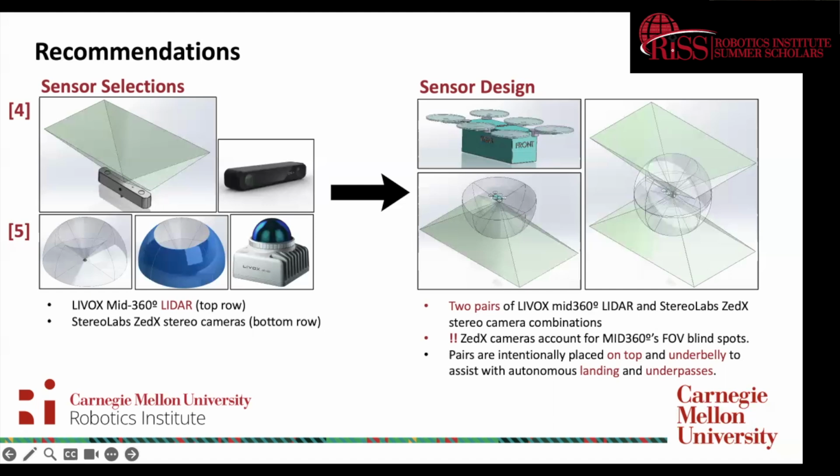Let's explain. We have decided to use 2 pairs of Livox Mid-360 LiDAR and Stereolabs ZED stereo camera combinations because it covers a full 360-degree view around the aircraft. Moving on to the second reason, ZED cameras account for Mid-360 field of view blind spots. What does this mean? This means the areas where the Mid-360 LiDAR cannot see are covered by ZED cameras, meaning that we will not have any blind spots while we're flying, which is crucial when we're passing underneath bridges or landing or simply avoiding obstacles.